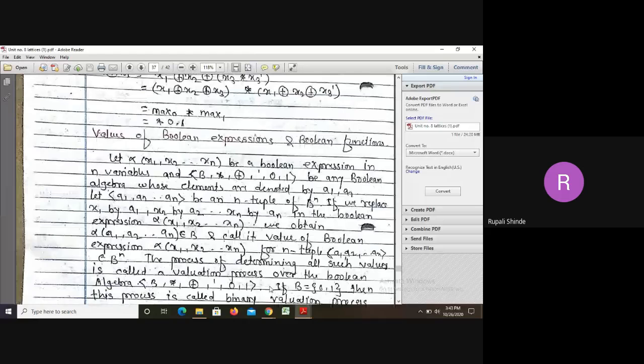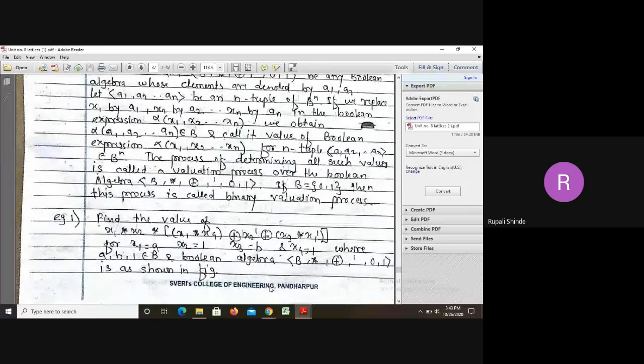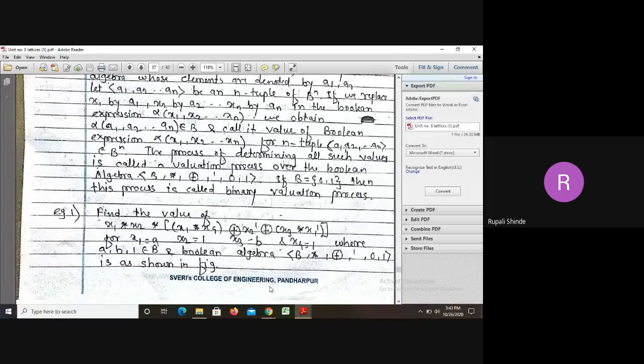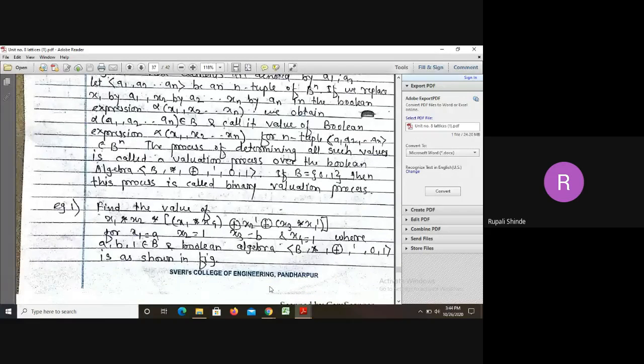So next point is value of Boolean expressions and Boolean functions. This is the last point from this chapter. We will see how we can find the value of Boolean expression from given diagram. So here one question is given.